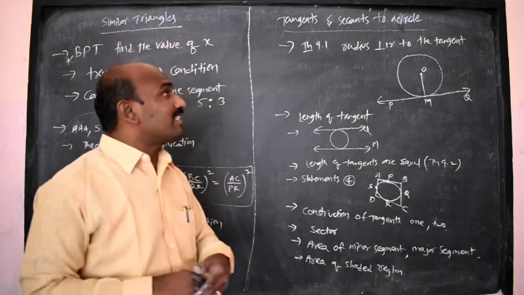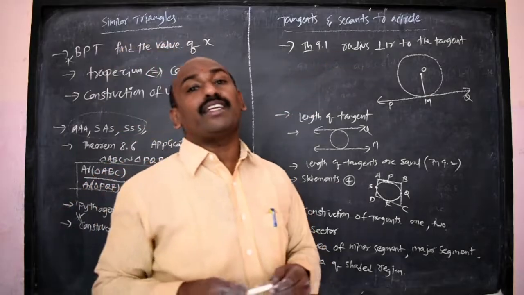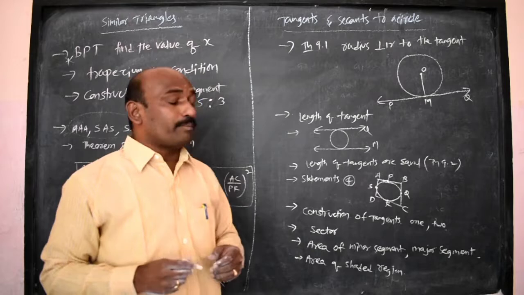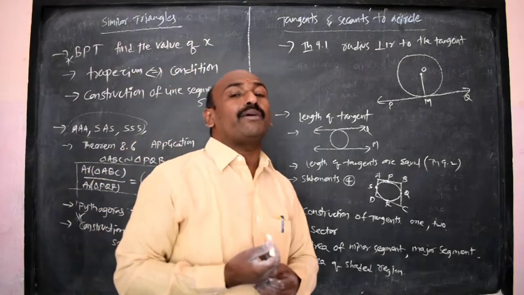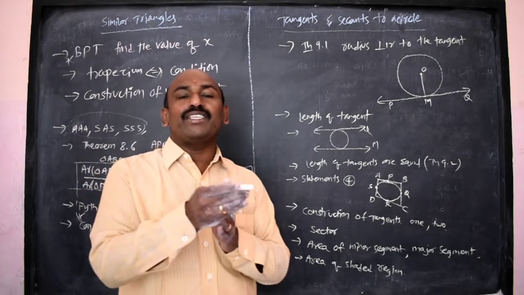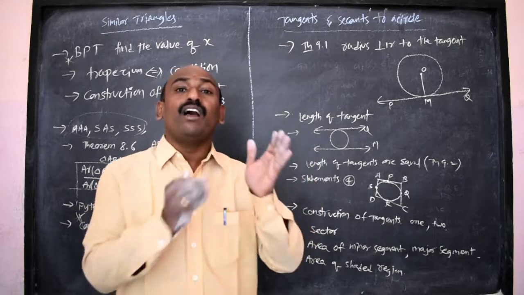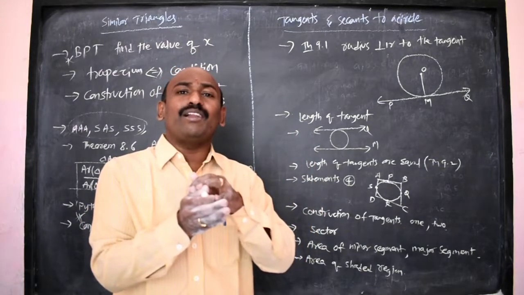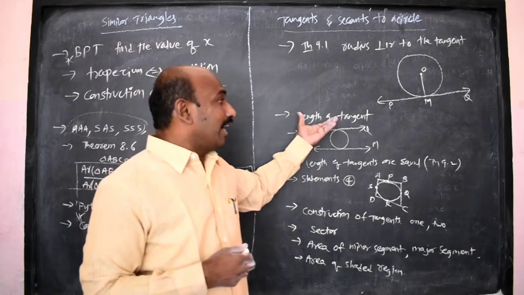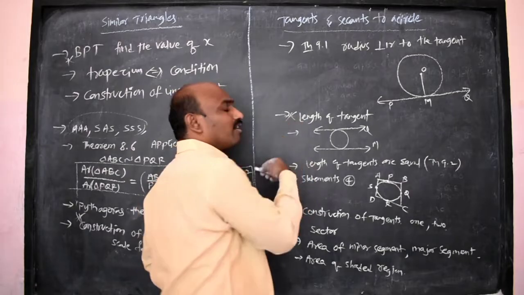And if you go with the tangents and secants, what are the major concepts? First one is theorem 9.1, that the radius is perpendicular to the tangent. We need to prove that theorem, and by that application, whenever we want the length of the tangent, since the radius is perpendicular to the tangent, we can use Pythagoras application, hypotenuse square equals side square plus side square. Out of those 3 measurements, they will give 2 measurements, and we need to find the one missing measurement. The length of the tangent is very important, they can ask 1 mark or 2 marks questions.